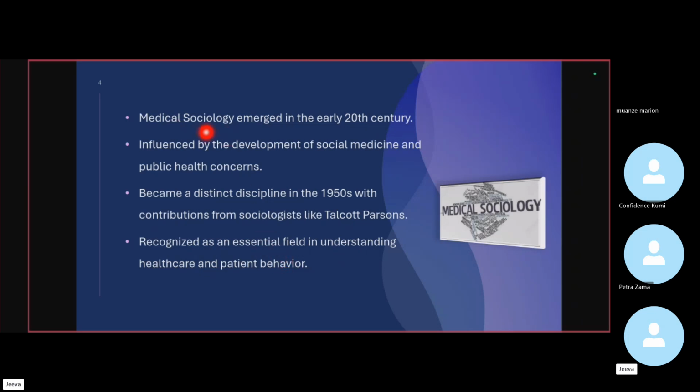So medical sociology developed from the 1950s, when they started with social medicine and public health concerns. Later, a sociologist named Talcott Parsons gave some distinct disciplines, and it formed a proper medical sociology. Now it has become an essential field in healthcare, and to understand patient behavior, medical sociology is an important factor.